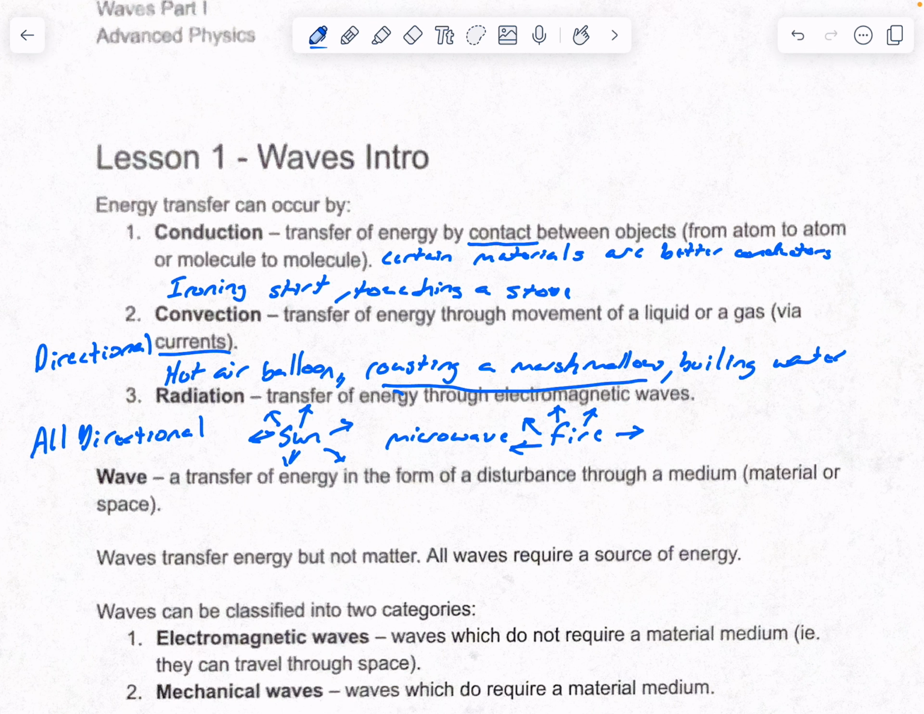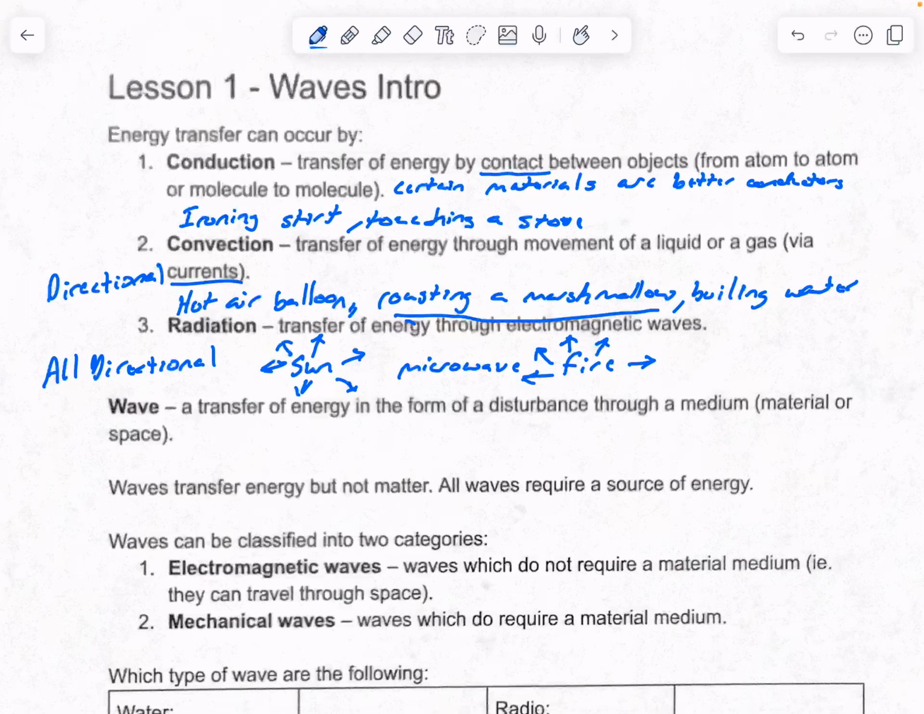So radiation is basically heat that's not really in a current. It's basically all around. If you put your hand around a stove, it's going to emit heat no matter where you put your hand. If I put my hand on the right side of the stove versus the left side of the stove, you're both going to feel that heat in both directions because of that radiation. So those are your 3 types of energy transfer.